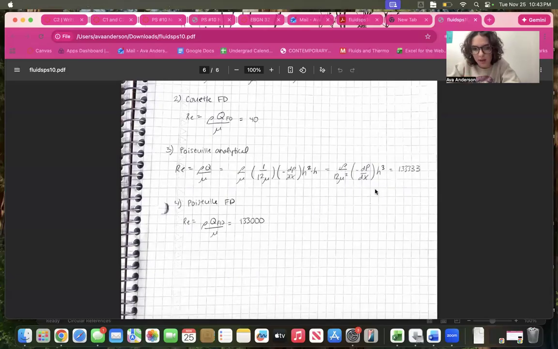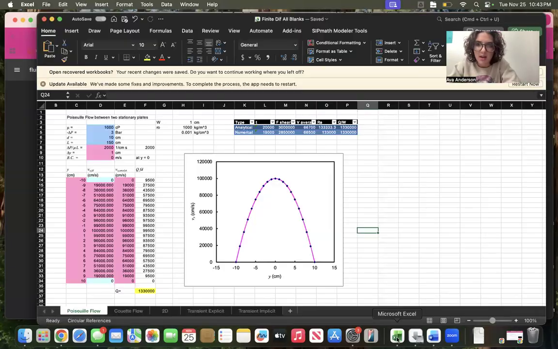Poiseuille analytical ends up being rho over 12 mu squared multiplied by negative dp/dx multiplied by h cubed. And that gives you this number. And Poiseuille finite differencing, same thing as Couette, just plug in what you got for the Q FD of Poiseuille finite differencing. And that ends up getting a slightly different number than Poiseuille analytical, but that's rounding error, which is to be expected with that calculating method.